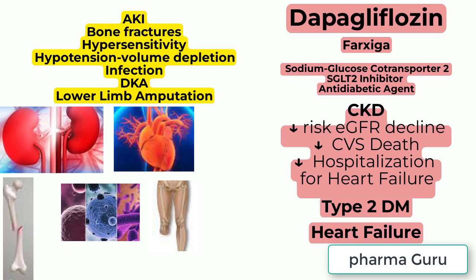use. Risk factors for lower limb amputation: pre-existing risk factors for amputation, such as prior amputation, peripheral vascular disease, or diabetic foot ulcers, age more than 65 years, and lack of preventive foot care.